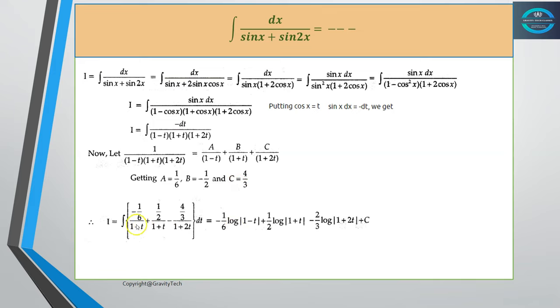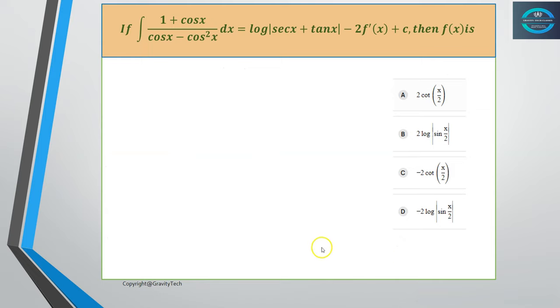When you solve this, 1 upon will be log, so -1/6 log of 1 minus t plus 1/2 log of 1 plus t minus 2/3 log of 1 plus 2t. But this one should be +1/6 because there's already a minus there, and its minus sign will divide by -1 again, so -1/6 will be 1/6 log of 1 minus cos x plus 1/2 log of 1 plus cos x minus 2/3 log of 1 plus 2 cos x. Okay. Now, what is the next example?